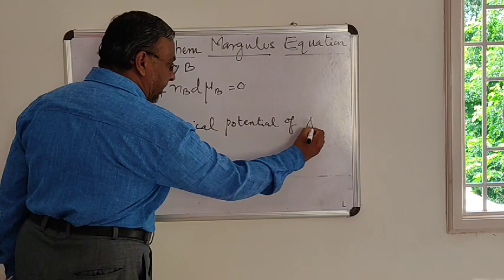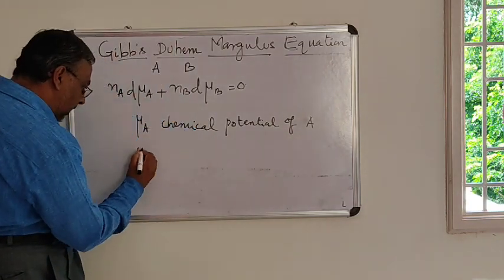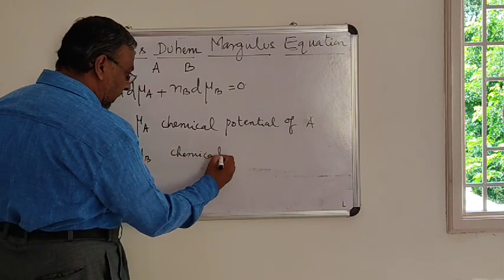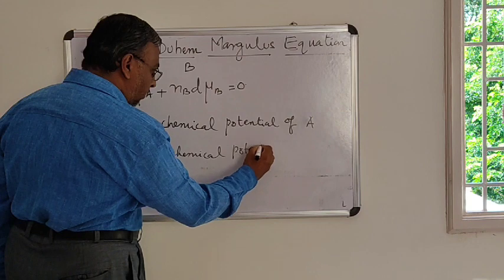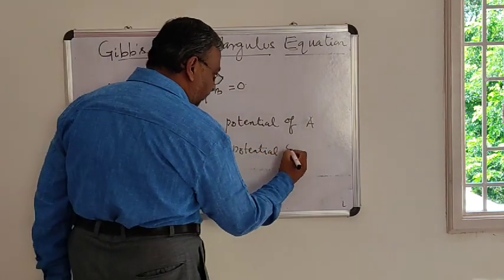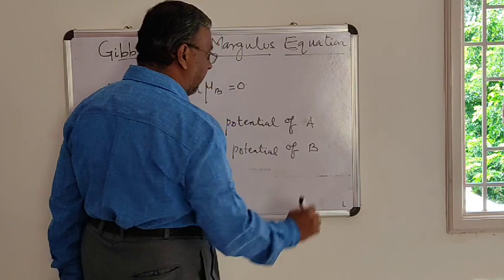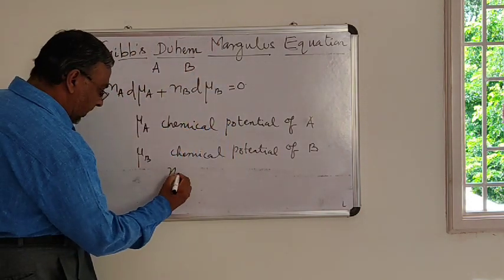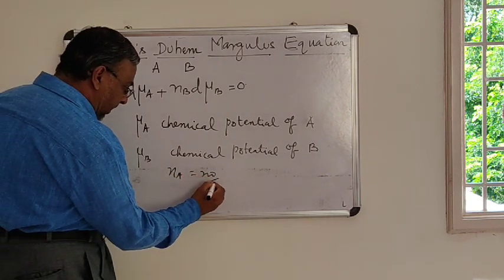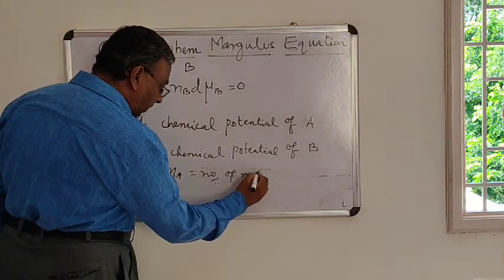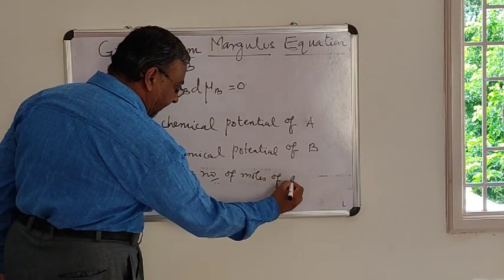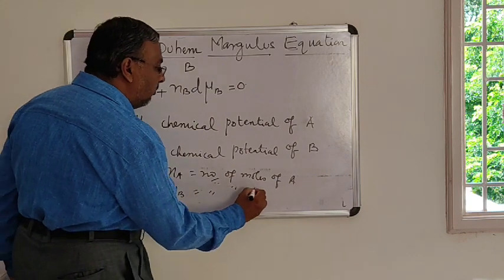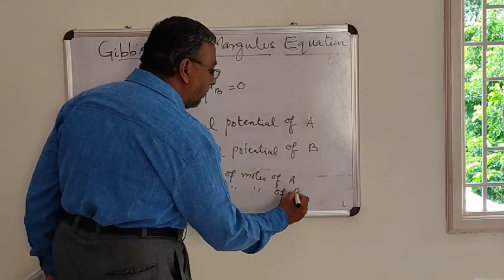Of component A. Similarly, mu B is the chemical potential of component B. Na and Nb: Na is the number of moles of A, and Nb is the number of moles of B.